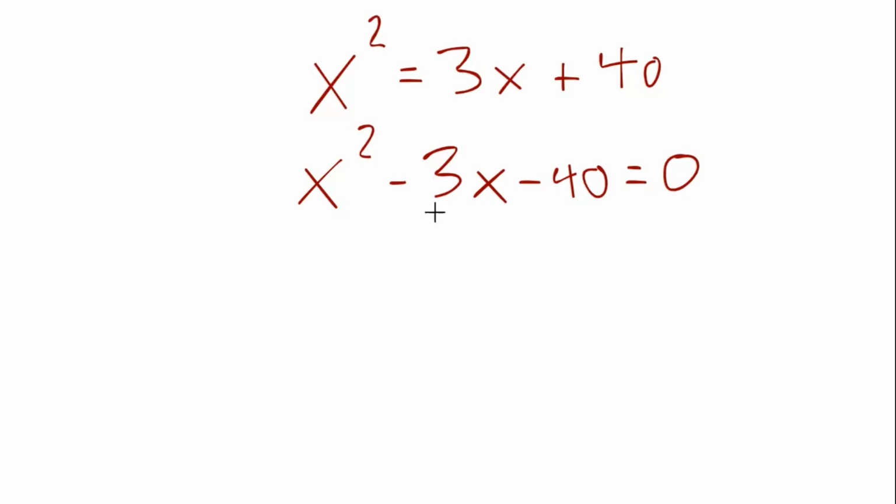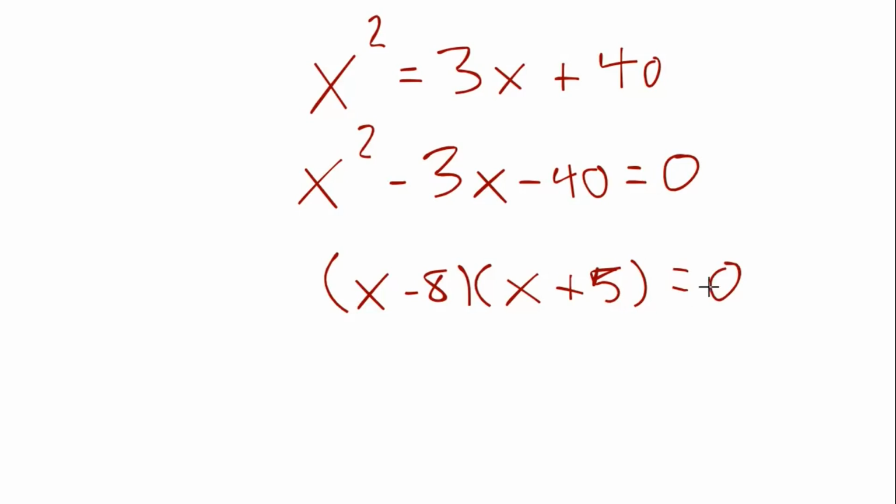But it turns out that this actually does factor, so take a second and try it. But you should end up with x minus 8 times x plus 5, equals 0. If we solve these, remember all we do now is we set them both equal to 0. x minus 8 equals 0 gives us a positive 8. x plus 5 equals 0 gives us a negative 5.